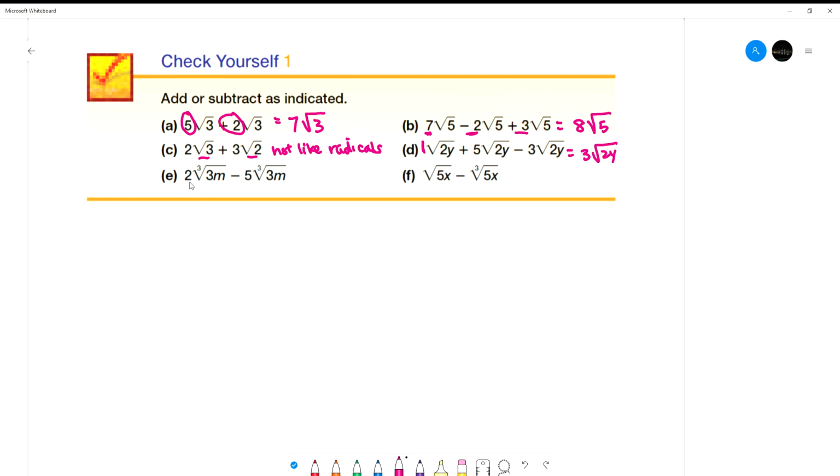Moving on, we got 2 cubed root of 3m, right? So this is cubed root of 3m. This is also cubed root of 3m. These are like, so we can do 2 minus 5. 2 minus 5 is negative 3. And we have the cubed root of 3m. And last but not least, this is a square root, right? Square root versus a cubed root, even though the radicands are the same, the roots are different, right? So we have different roots or indices. This is called an index, right? So these are not like radicals.